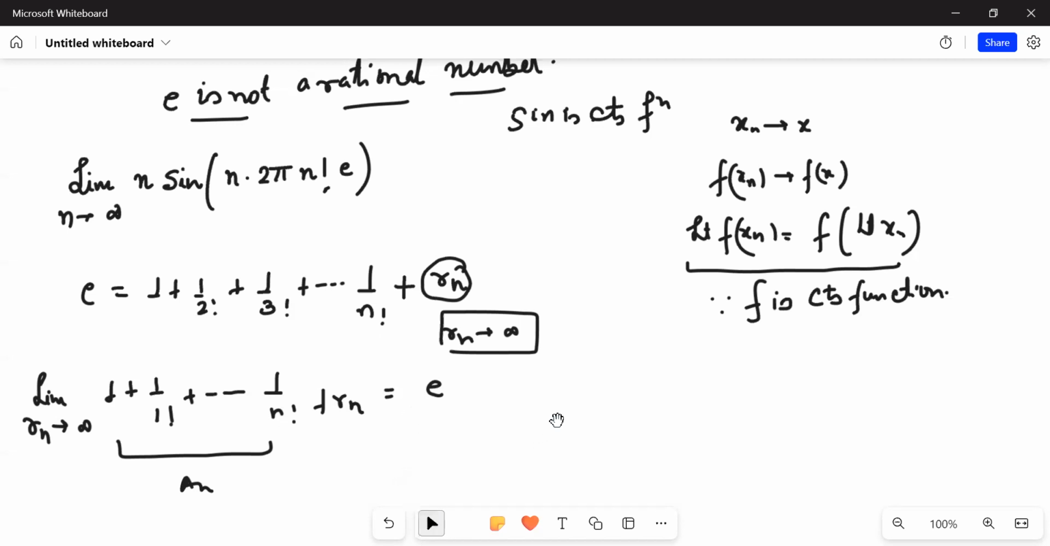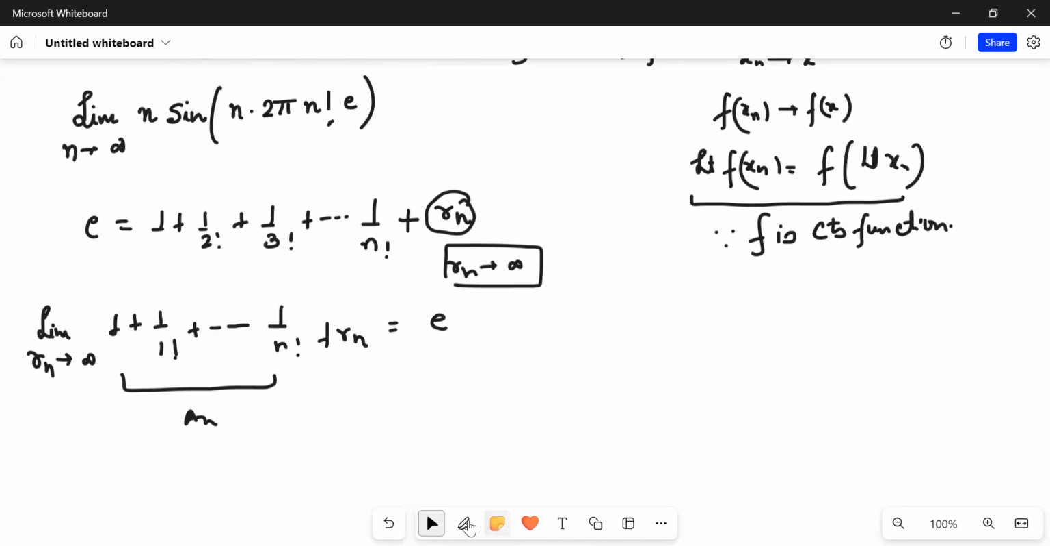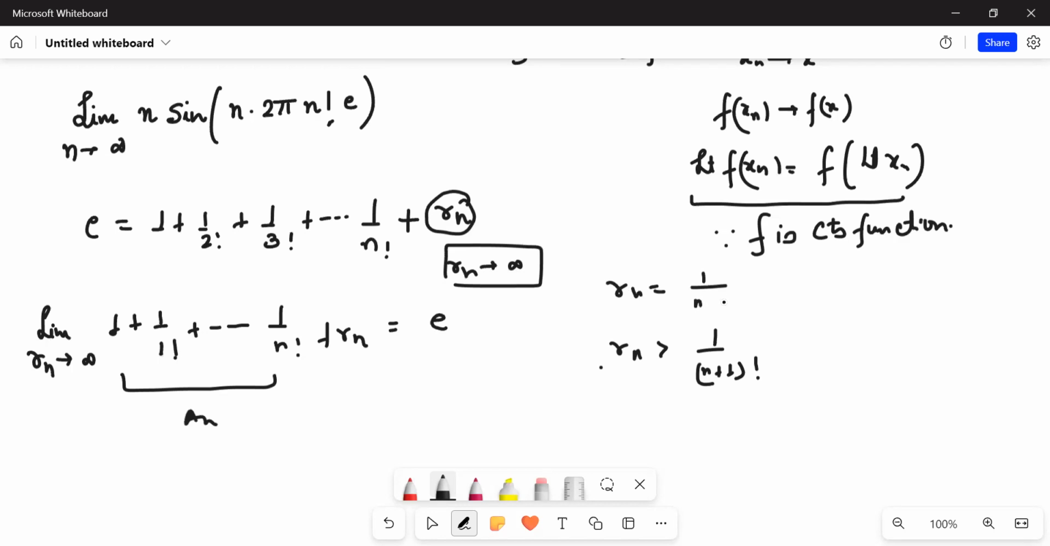And see, just pay attention. We already know that this Rn would certainly be greater than 1 upon n plus 1 factorial. Because see, what is Rn after all? Rn includes 1 upon n plus 1 factorial plus 1 upon n plus 2 factorial and so on and so forth. So clearly Rn is greater than 1 upon n plus 1 factorial.